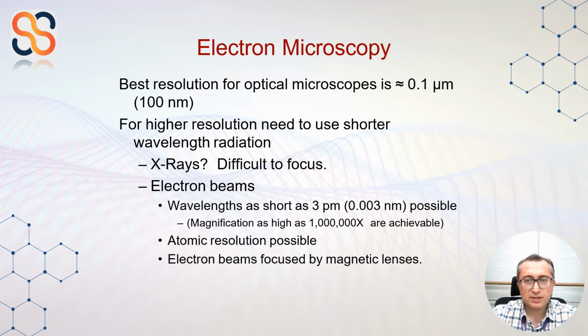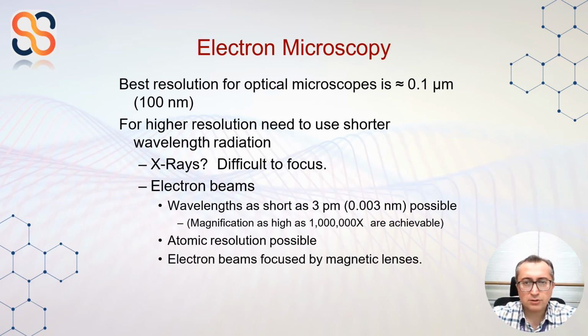But electron beams offer a significant advantage due to their much shorter wavelengths, potentially as short as 3 picometers, 0.003 nanometers. This allows for much finer resolution. With electron microscopy, magnifications of up to 1 million times are achievable, enabling us to see structures at the atomic level. Electron microscopy can achieve atomic resolution, which means we can visualize individual atoms within a material. This capability is invaluable for understanding material properties and behaviors on a fundamental level.